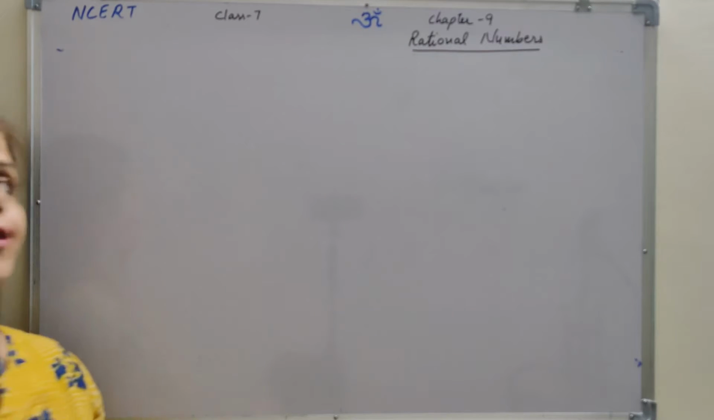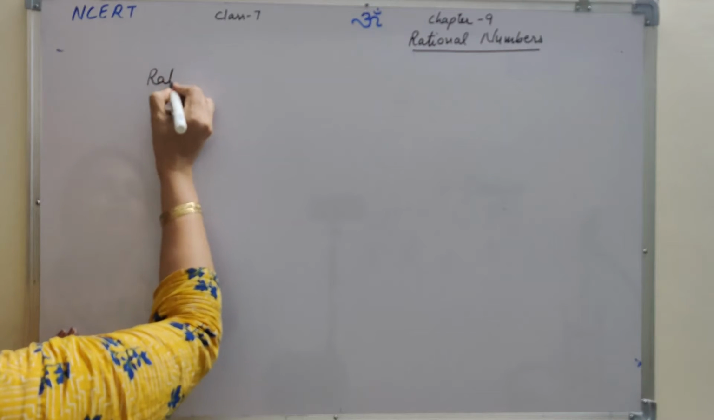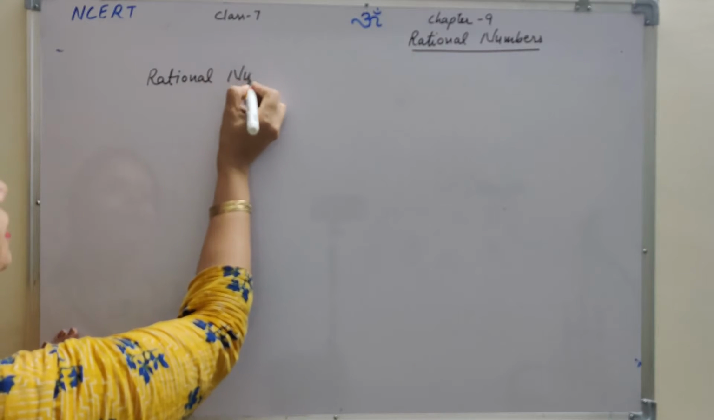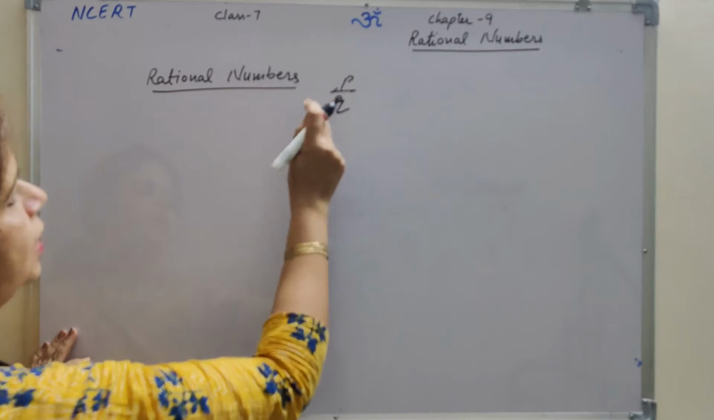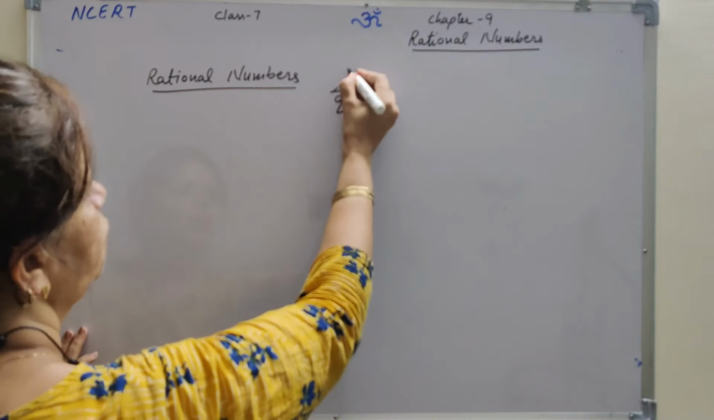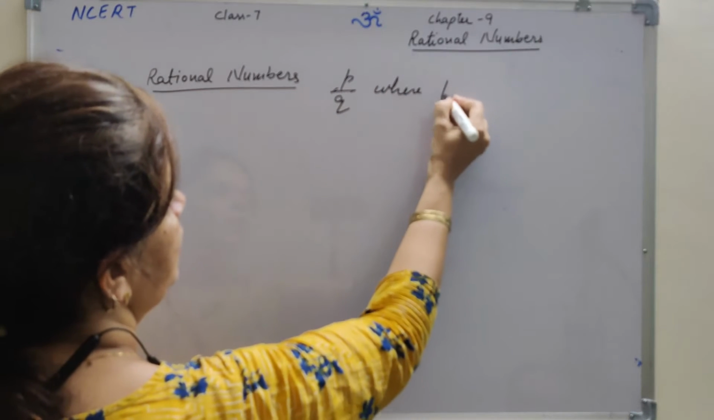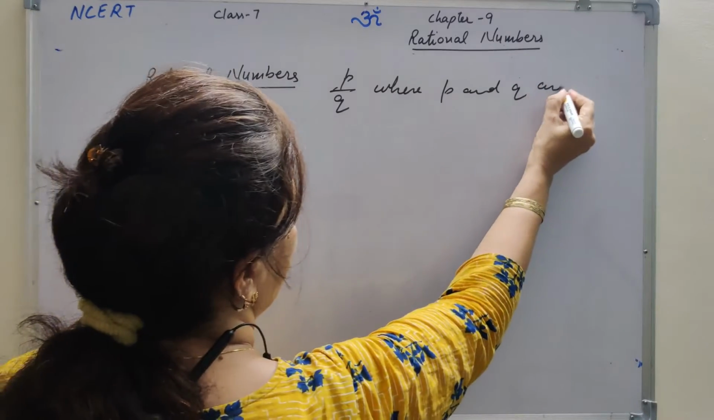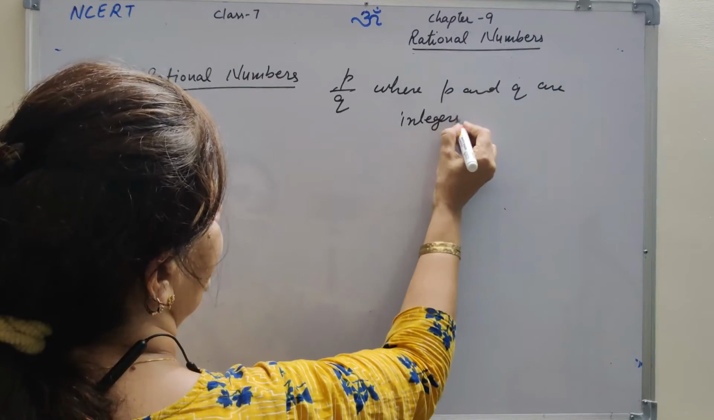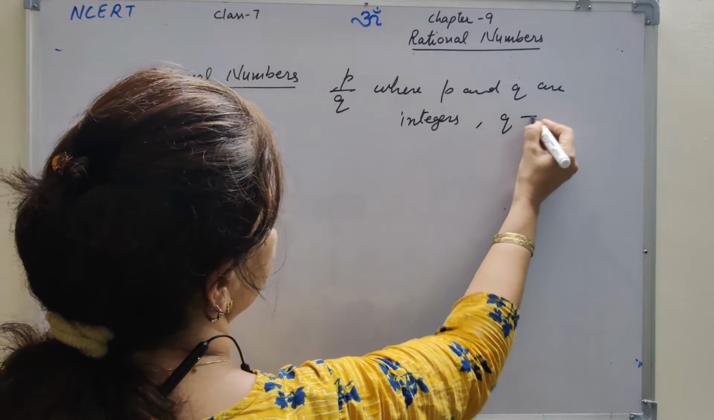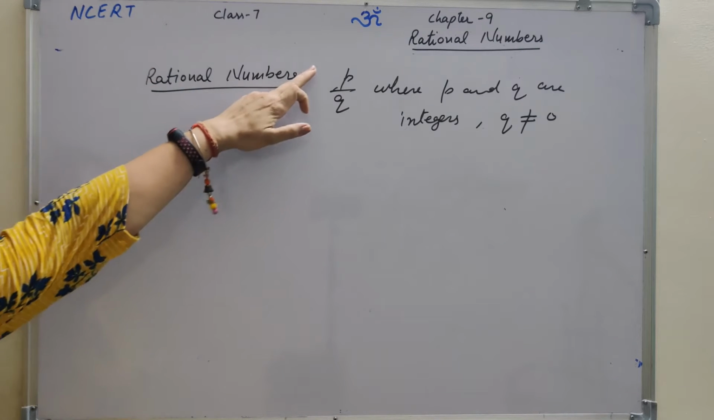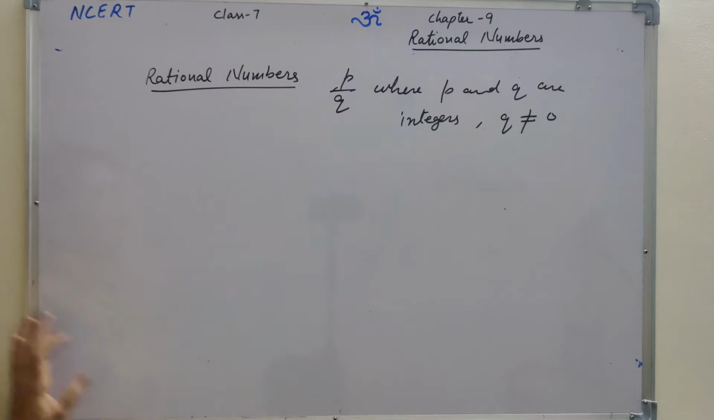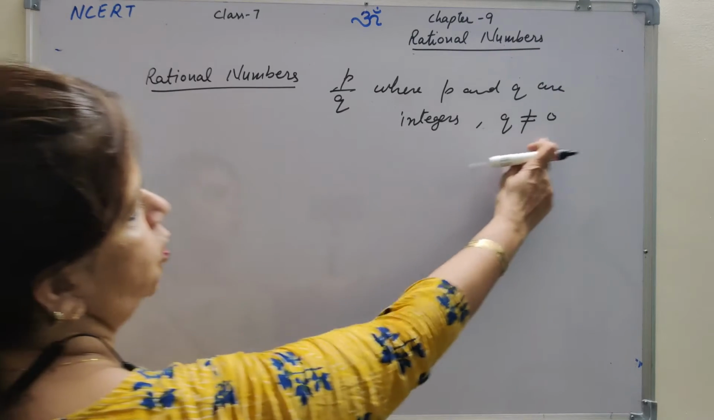What are rational numbers? That is very important. Rational numbers are the numbers which can be written in the form of p by q, where p and q are integers. They both are integers and also q should not be equal to 0. Integers means they can be negative or can be positive, but q should not be 0.